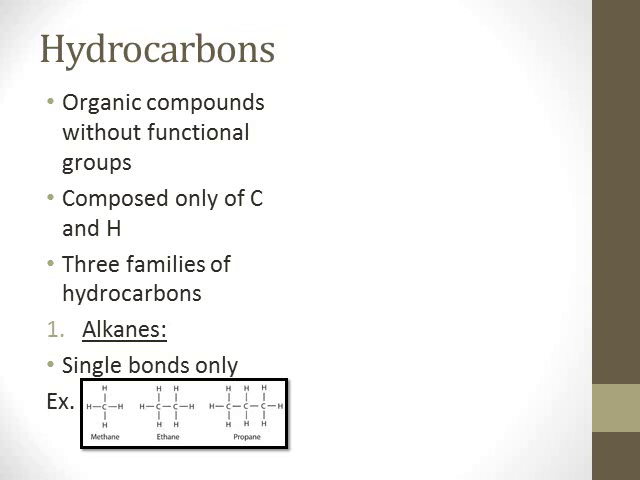The meth, eth, and prop are prefixes that tell us how many carbons are present in the molecule. So meth meaning 1, eth meaning 2, and prop meaning 3. And the A-N-E ending tells us that they are alkanes, meaning we're anticipating there are only single bonds in those molecules. Then we have molecules that contain at least 1 double bond.